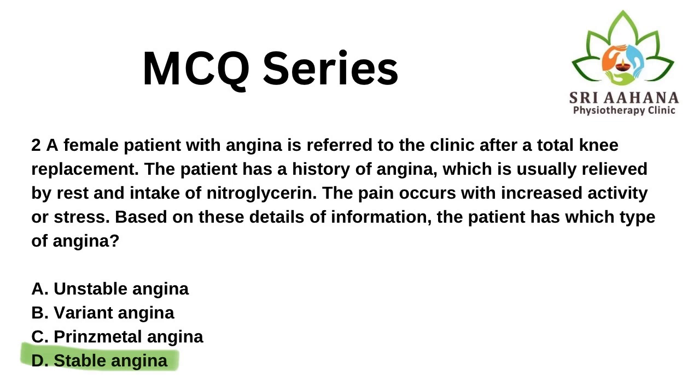The correct answer is D, stable angina. This type of angina is related to myocardial demand. Option A is manifested by angina at rest. Options B and C refer to the same type of angina that is related to coronary artery vasospasm.